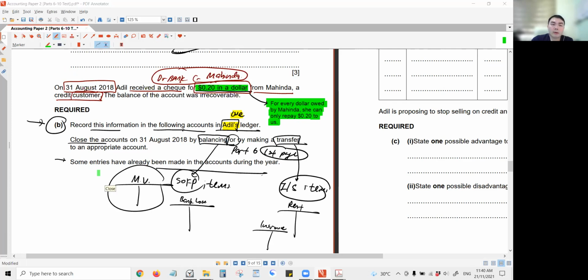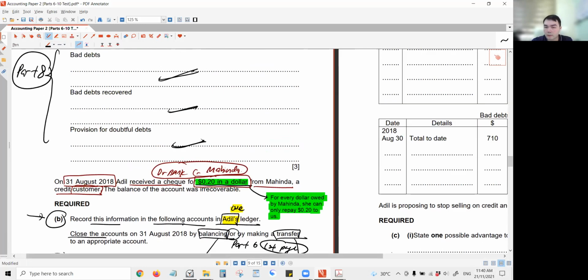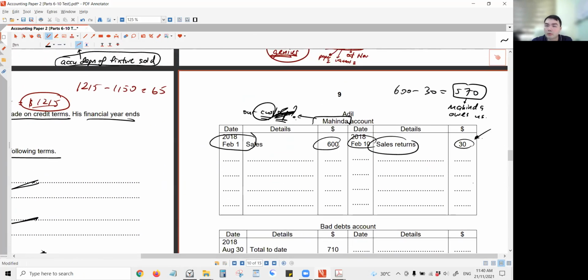So now we have to find out what is written on the check. How much does Mahinda still owe to us? Just now we found it, right? Mahinda still owes to us 570. So you take 570 times 20 cents, then you will know how much Mahinda paid to us with the check. 114. So the conclusion is we are going to use 114. 114 is the amount written on the check.